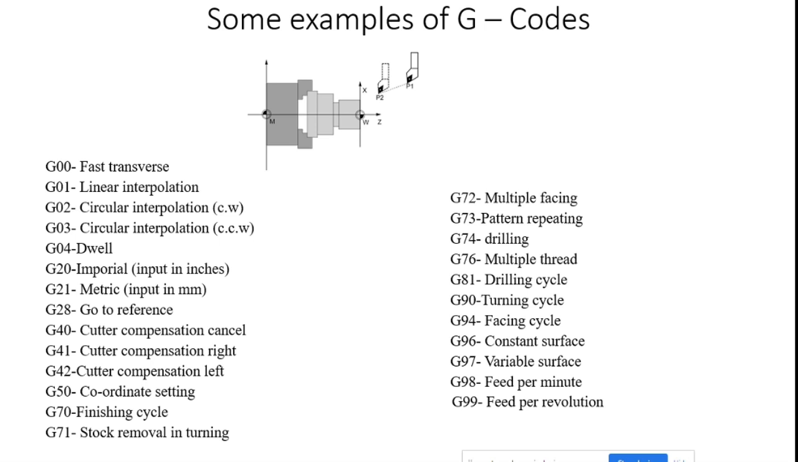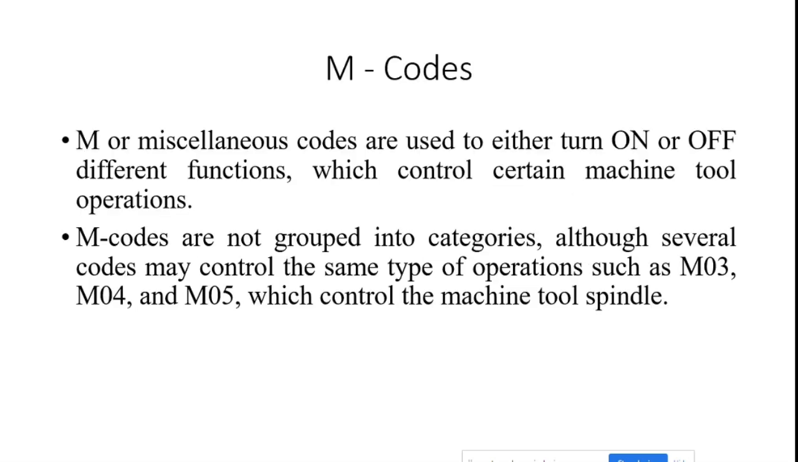After completing G codes knowledge, we can move to M codes. What is meant by M code? M or miscellaneous codes are used to either turn on or off different functions which control certain machine tool operations. What machine tool operations are available? For example, if I want to start the machining operation, I go for starting the spindle, or if I want to stop the coolant because my machining operation is completed, I need coolant on or off conditions.